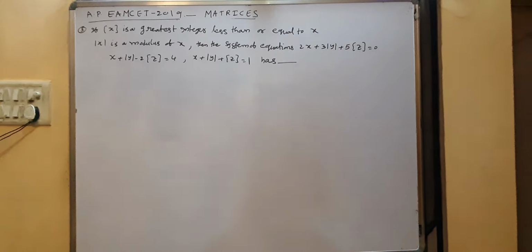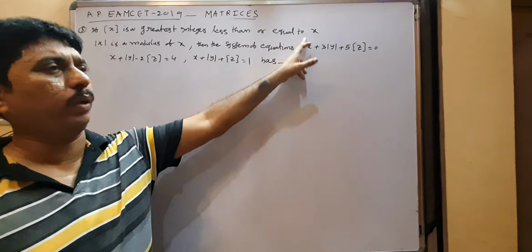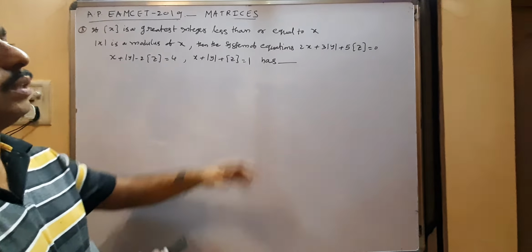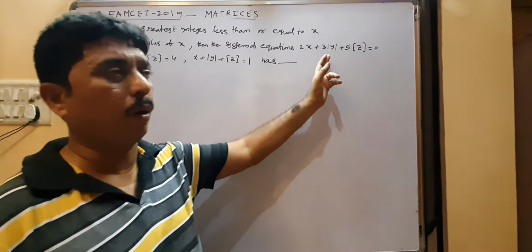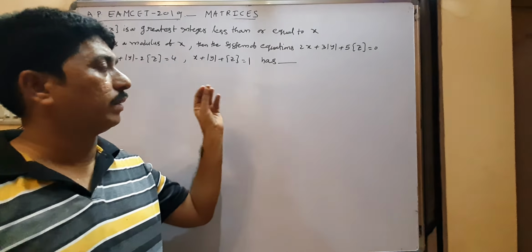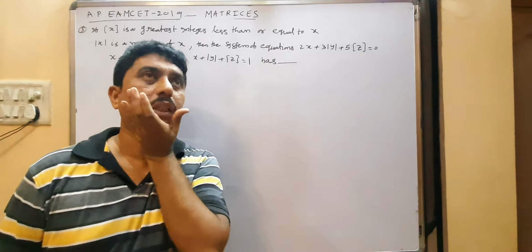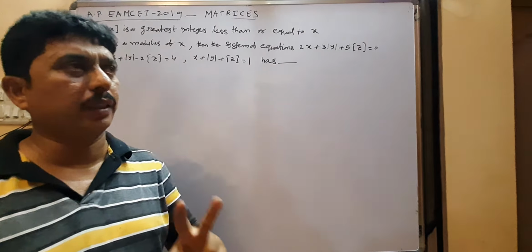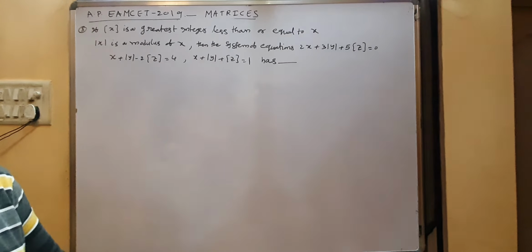Let's continue with the next problem. If [x] is the greatest integer less than or equal to x, and |x| is the modulus function of x, then the system of three equations is given in terms of the modulus and integer functions. We are asked whether the system has a unique solution, infinite solutions, or is inconsistent. About this question, we have two methods.